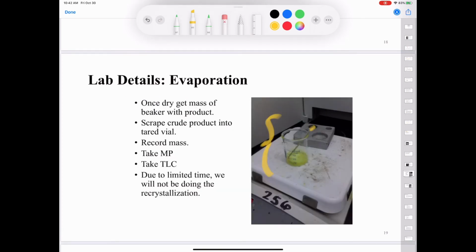Here's a picture that shows the evaporation of the dichloromethane from the organic phase. You can see the boiling stick is in there. Once your dichloromethane has all been evaporated off and you get the powder, you're going to want to scrape that into a tared vial, record the mass, take a melting point and a TLC. Because of limited time, we're not going to be doing the recrystallization. If you feel that you have enough time to do the recrystallization, approach your lab instructor and she or he should be able to help you get that started.